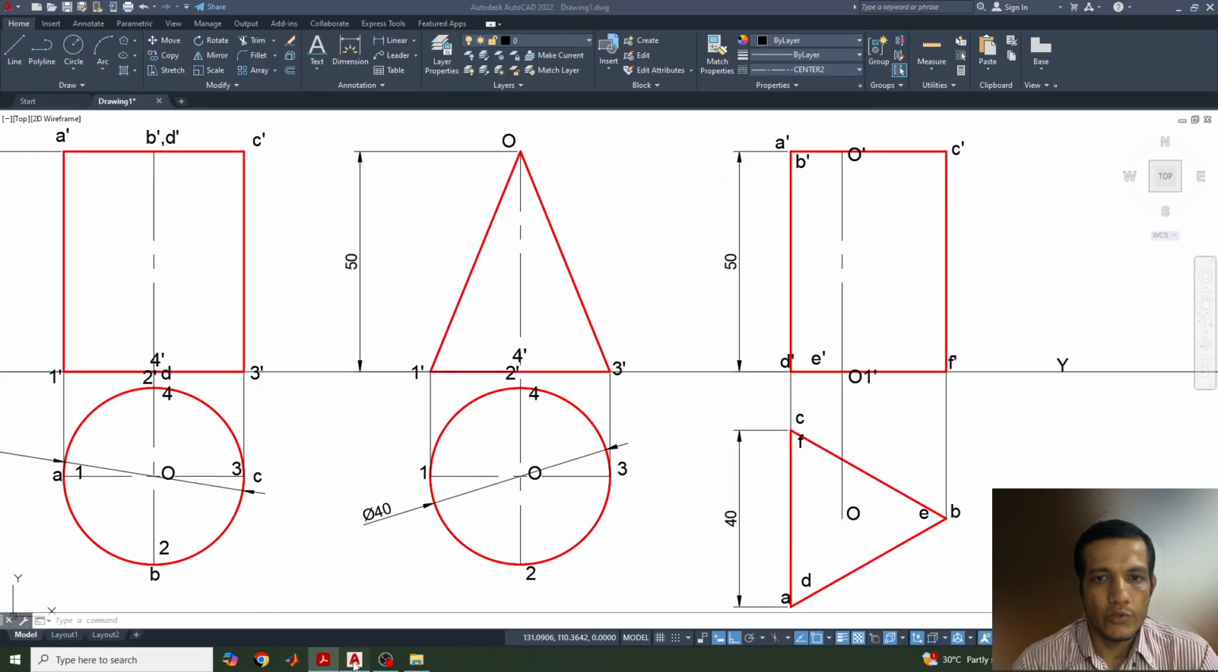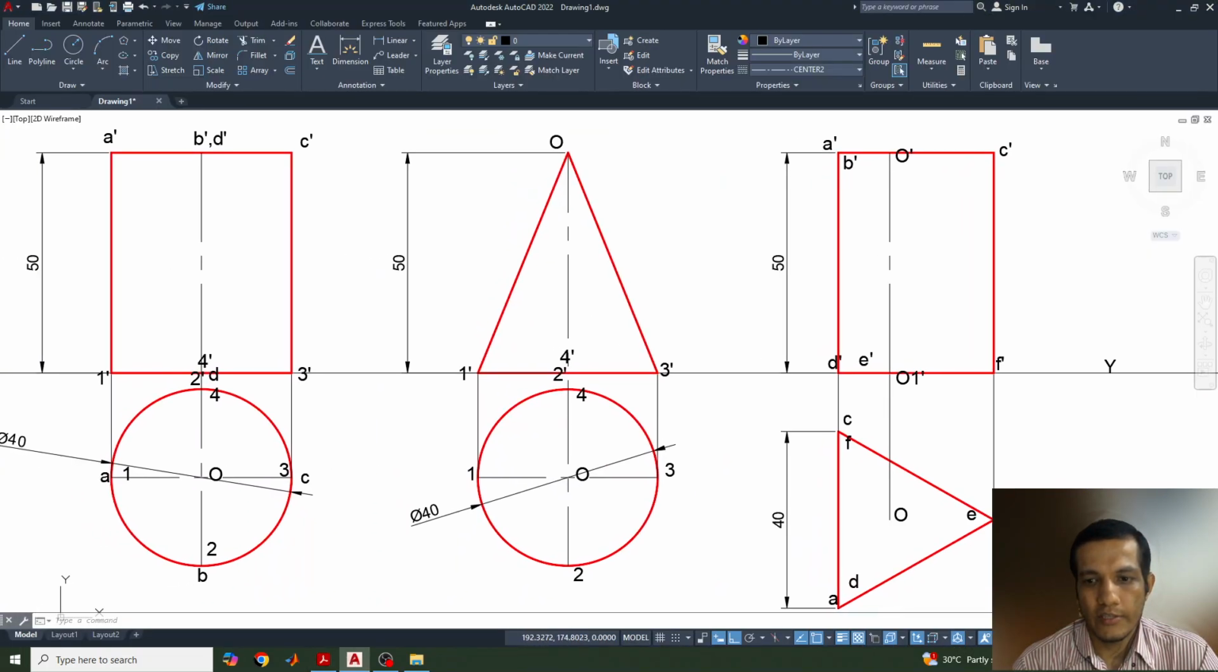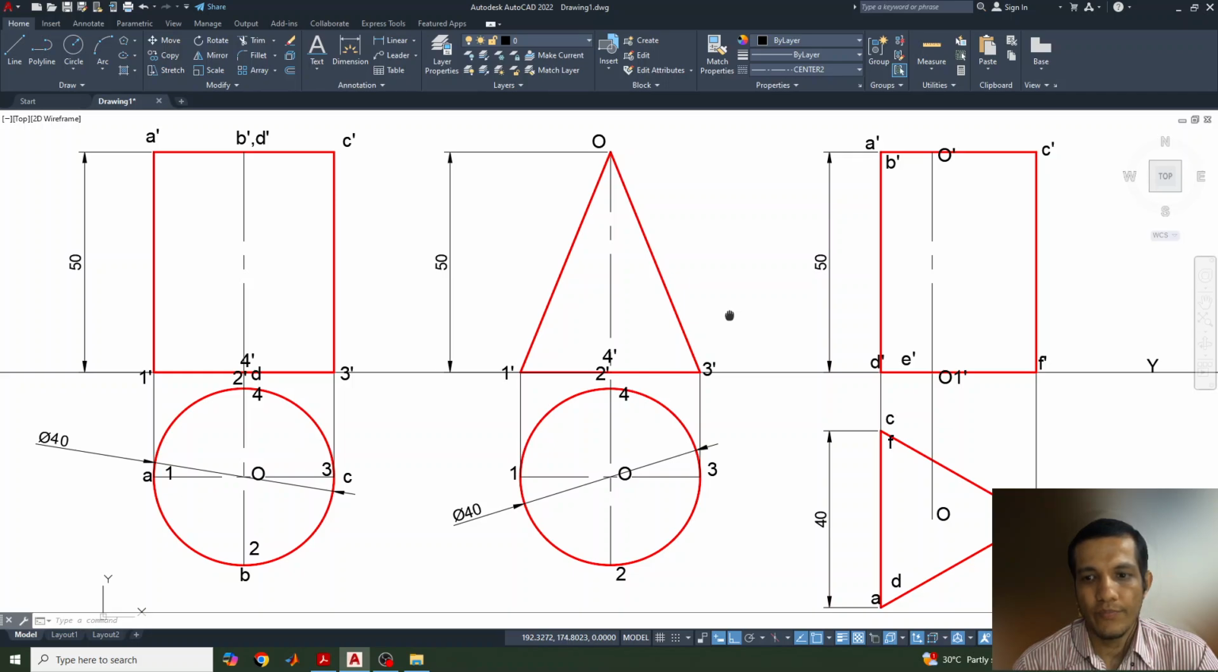So I hope you understood how to draw the projection of a solid for the simple case. This is the first type actually, so it is simple.